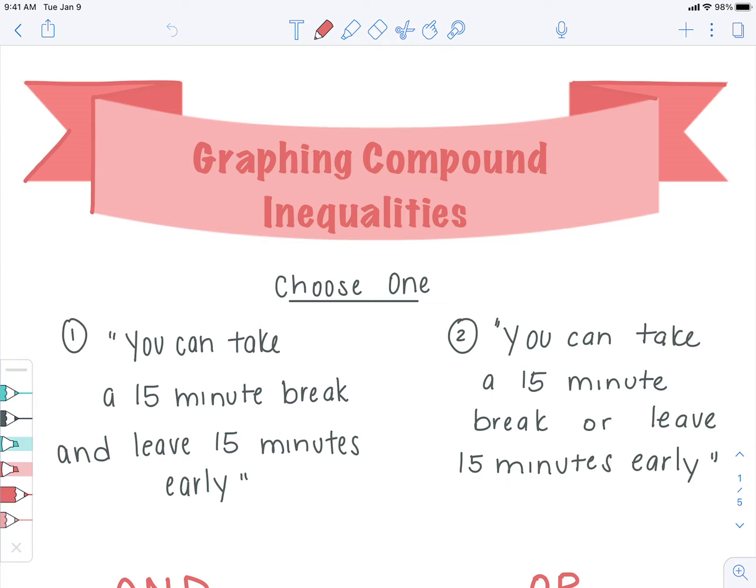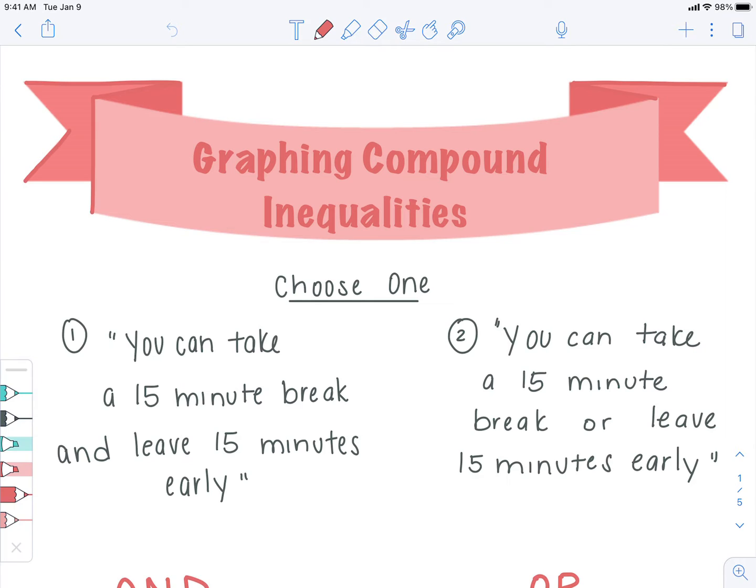So if I asked you to choose, you have two options. One, you can take a 15-minute break and leave class 15 minutes early. Or you can take a 15-minute break or leave class early. Is it the same thing? No.